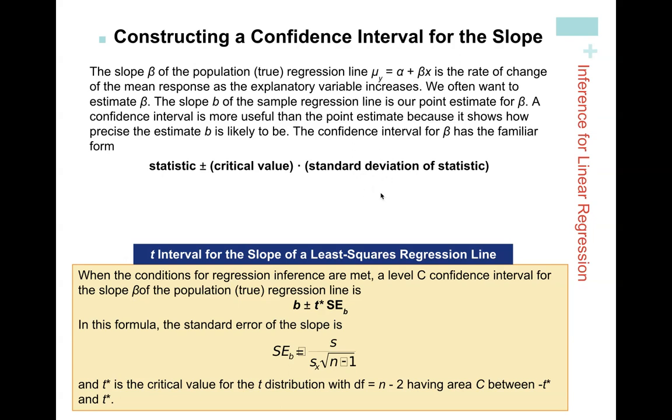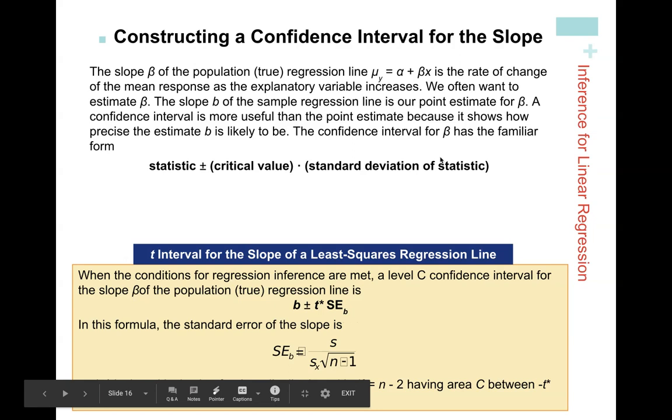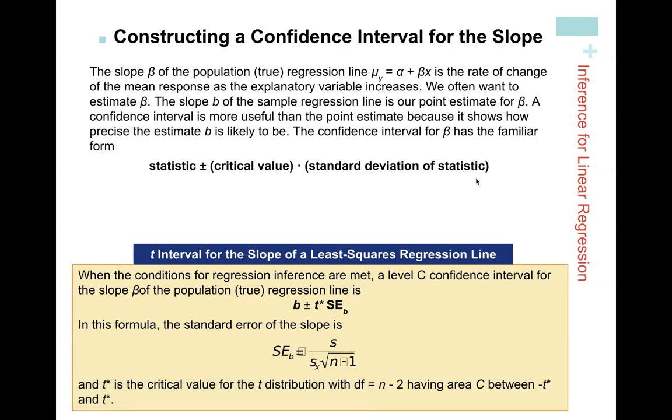So when the conditions for inference for regression are met, here is your confidence interval: b plus or minus t star SE of b. In this formula, the standard error of the slope, SE of b, is equal to s over sx times root n minus 1. Recall that s is the standard deviation of the residuals. Also recall that we're using n minus 2 for our degrees of freedom.